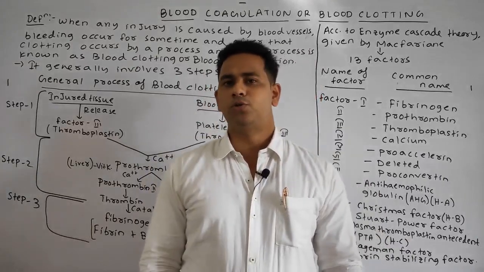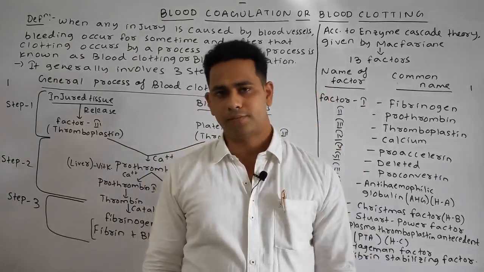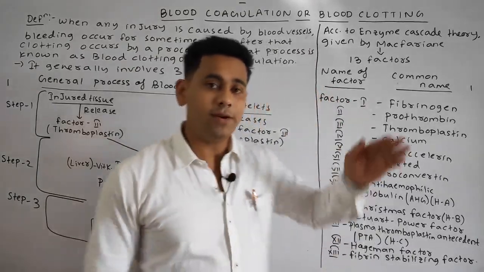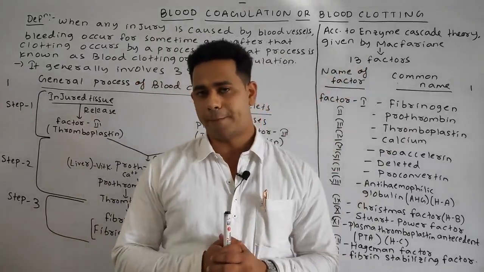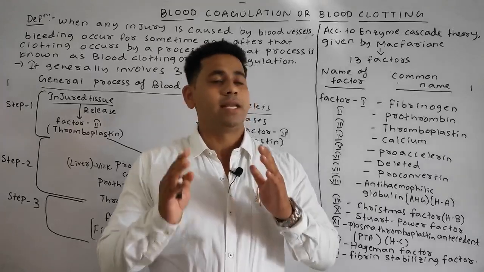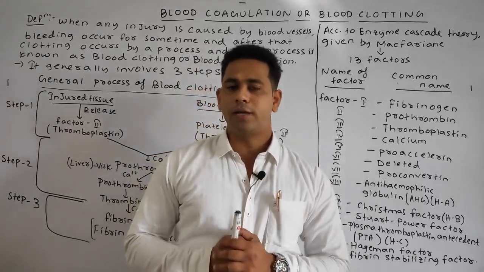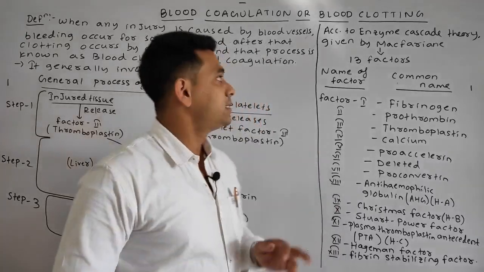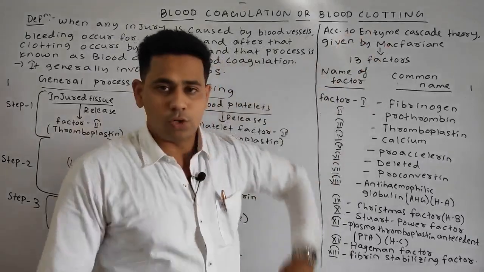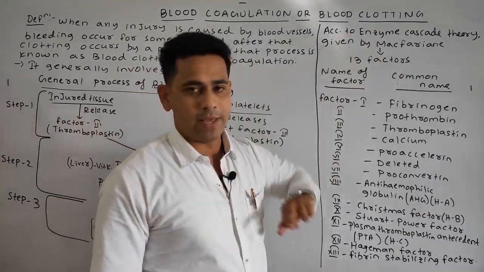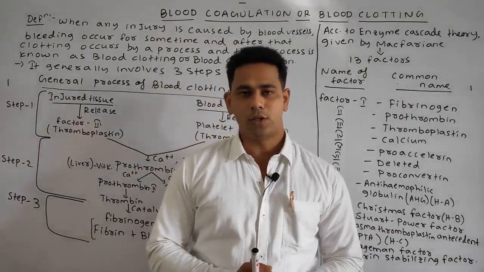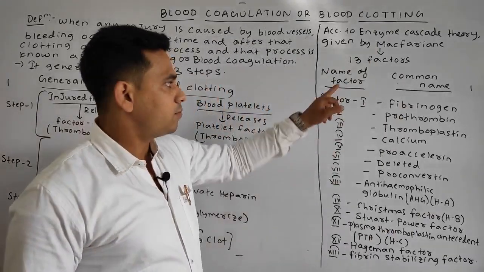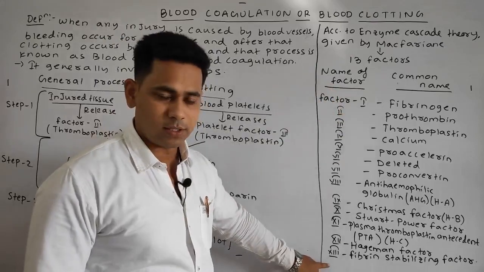It generally takes place, students, in three steps, and there are a total of 13 factors responsible or required for blood clotting. The recent blood clotting theory, known as the enzyme cascade theory, was given by McFerrin, according to which 13 factors are required for blood clotting, starting from factor 1 to factor 13.